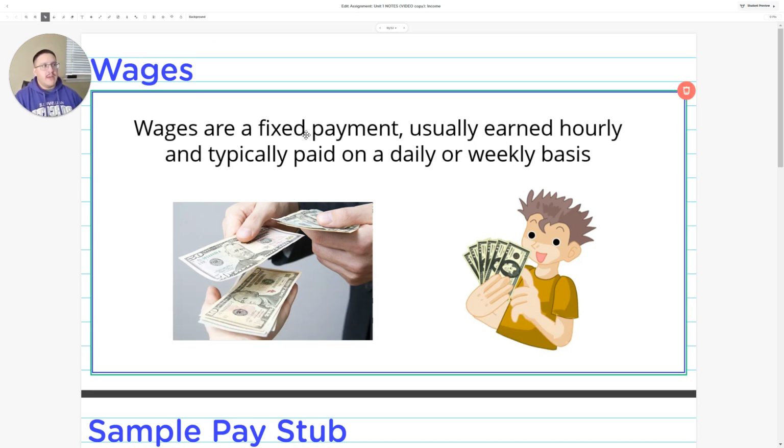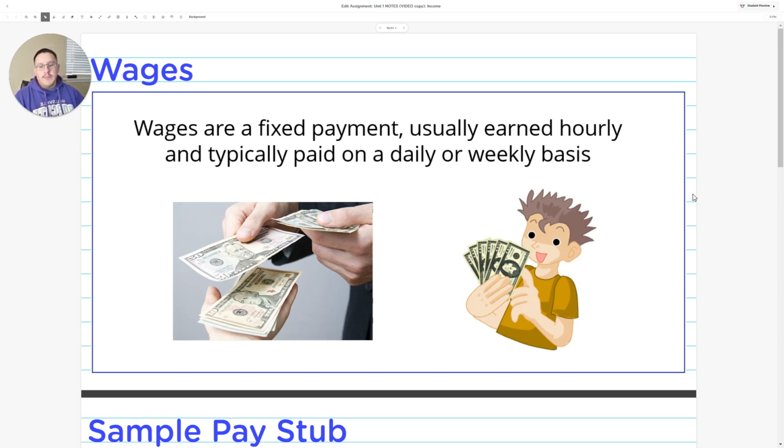Wages are a fixed payment usually earned hourly and typically paid on a daily or weekly basis. So salary is a guaranteed set amount of money that's broken up into different pay periods. It doesn't matter whether you work 16 hours, doesn't matter whether you work 2 hours for that day, you're going to get paid the same amount every single day if you're on a salary. Wages are solely based on the amount of hours that you work times the amount you make per hour. So if you work 16 hours that day, you're going to get paid for 16 hours that day. If you work 2 hours that day, you're going to get paid for those 2 hours that you worked.